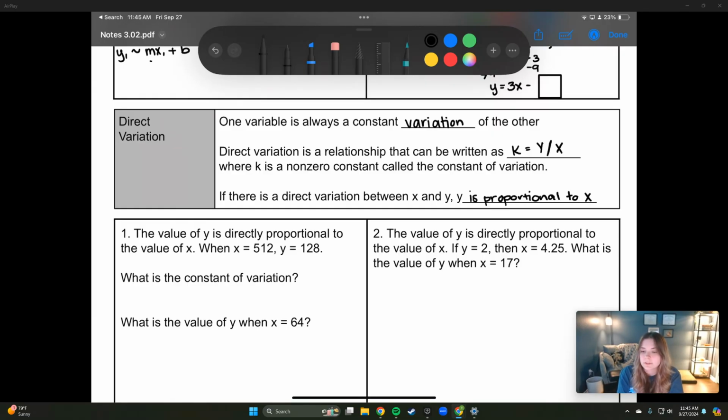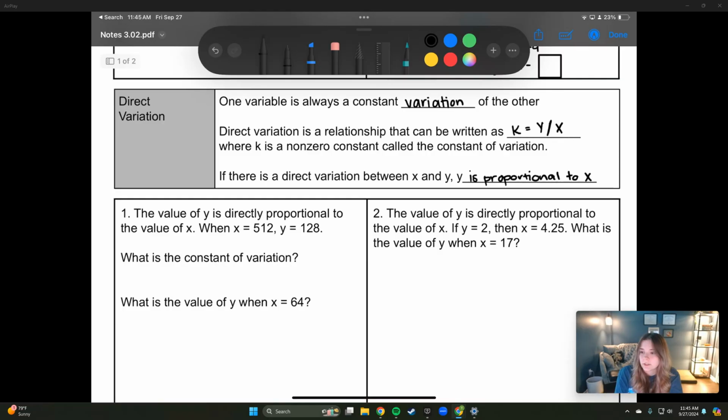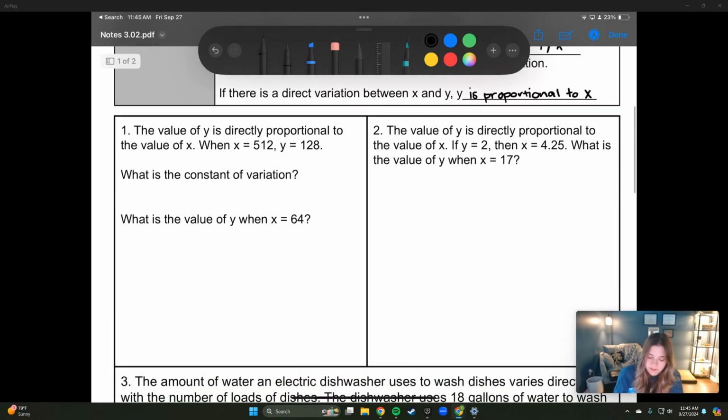Remember, proportional does not mean equal, okay? We'll look at that in just a second. So, to find your variation, direct variation, you do Y over X. If there is direct variation, it is proportional. So, take a look at number 1 here. Let's put this into practice. What is the constant variation when X equals 512 and Y equals 128?